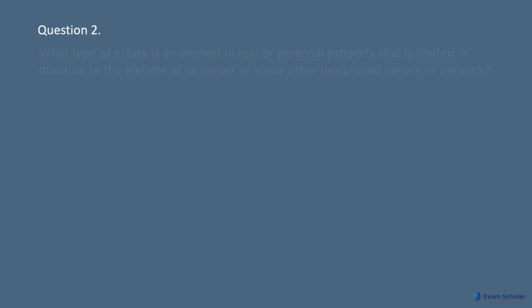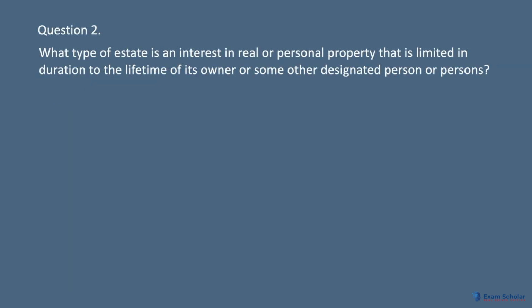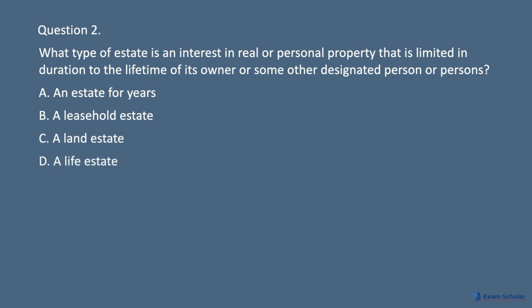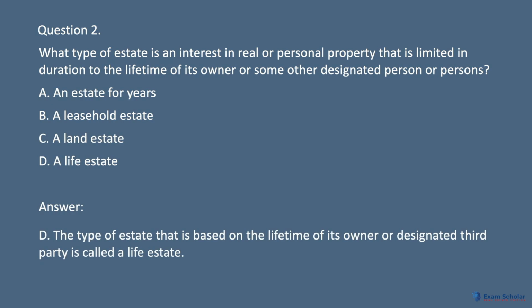Question 2. What type of estate is an interest in real or personal property that is limited in duration to the lifetime of its owner or some other designated person or persons? A. An estate for years. B. A leasehold estate. C. A land estate. D. A life estate. Answer: D. The type of estate that is based on the lifetime of its owner or designated third party is called a life estate.